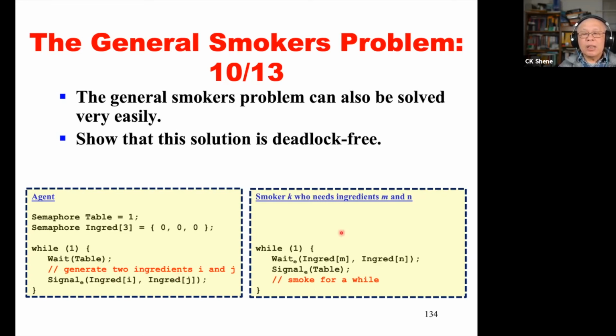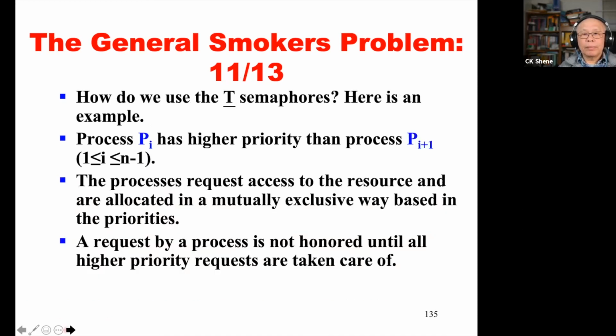The T set semaphores are denoted with an underbar. Sorry, I should use overbar, but in PowerPoint to generate overbar is rather troublesome. So I use underbar. So let me show you a very simple example to illustrate the use of underbar. As we mentioned, how do we use the T-set semaphore that's underbar? Here's a very simple example.